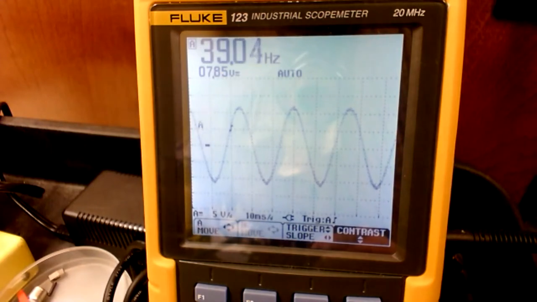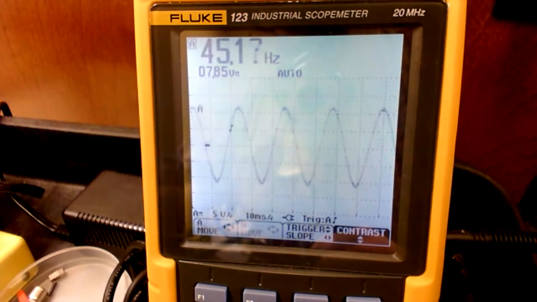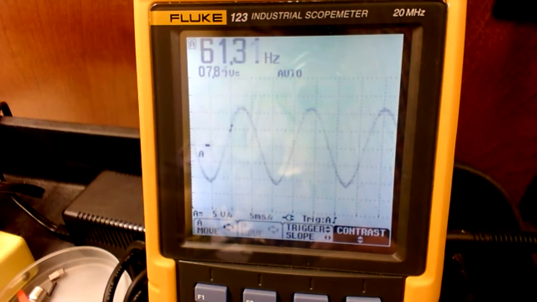Hold on, let's go down. You see it stretching out like pulling a string? Let's go up, hold on, let's go up. If I go up in frequency, it actually looks like I'm compressing a spring. Do you see that moving? Yeah. You see it compressing?